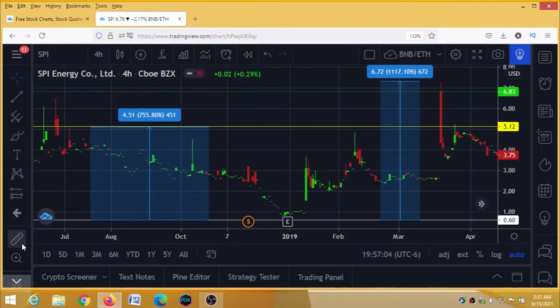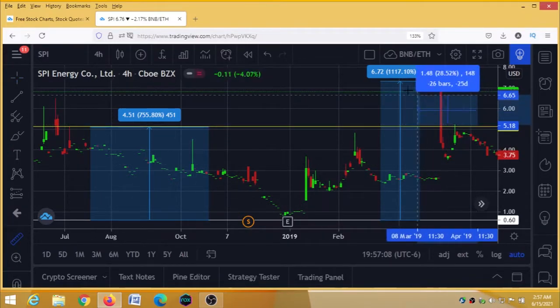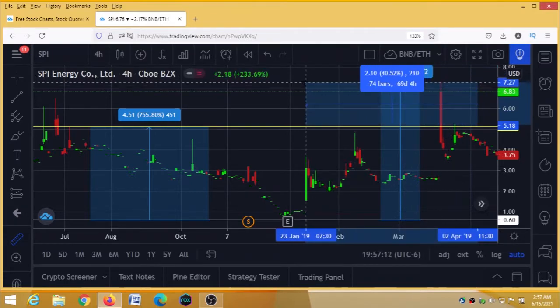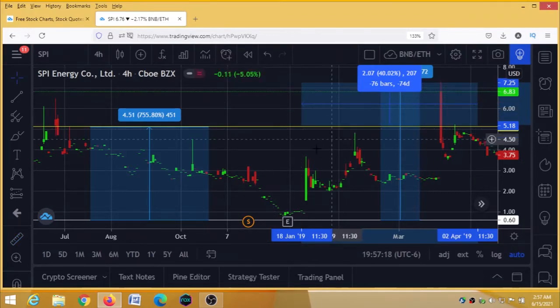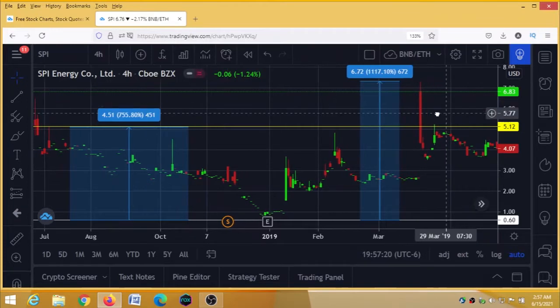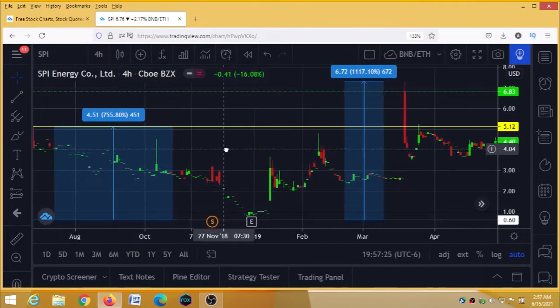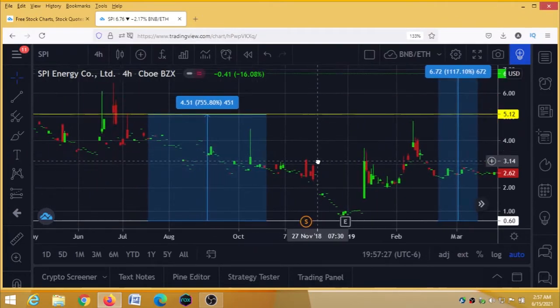Again, let's say you only traded the bouncing price action with a $500 position. How much money would you have made as profit? You would have made a whopping 1,117% profit, which is $5,585 worth of financial gain.